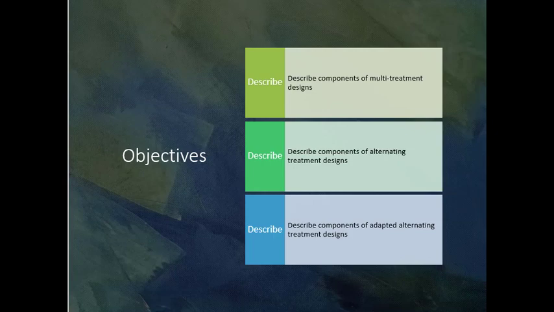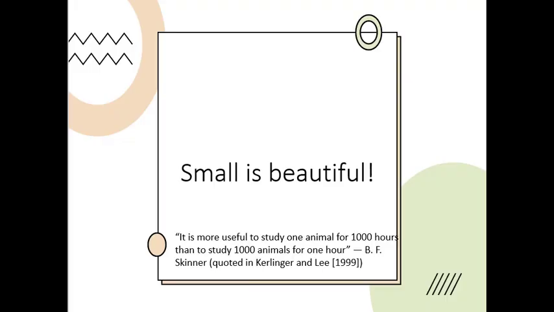Describe the components of multi-treatment, alternating treatment, and adapted alternating treatment designs. Small is beautiful. According to B.F. Skinner, as quoted in Kurlinger and Lee, it is more useful to study one animal for 1,000 hours than to study 1,000 animals for 1 hour.